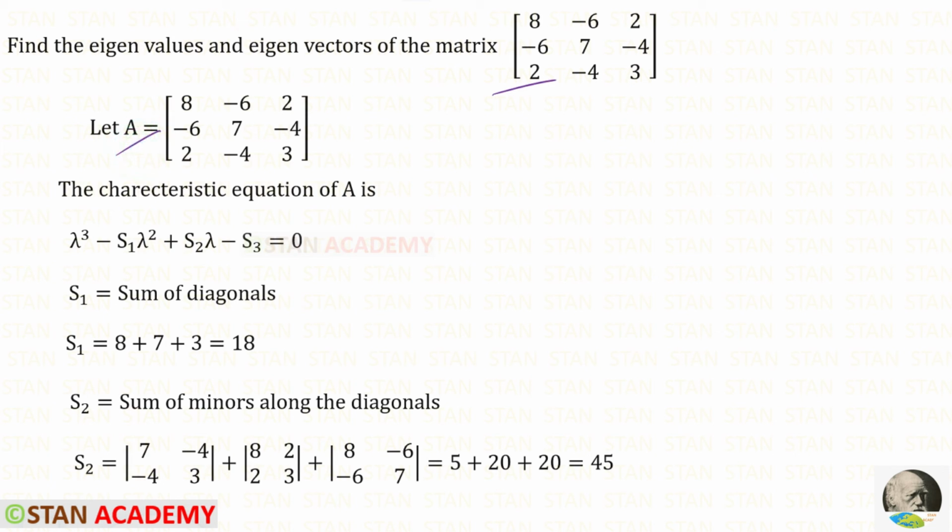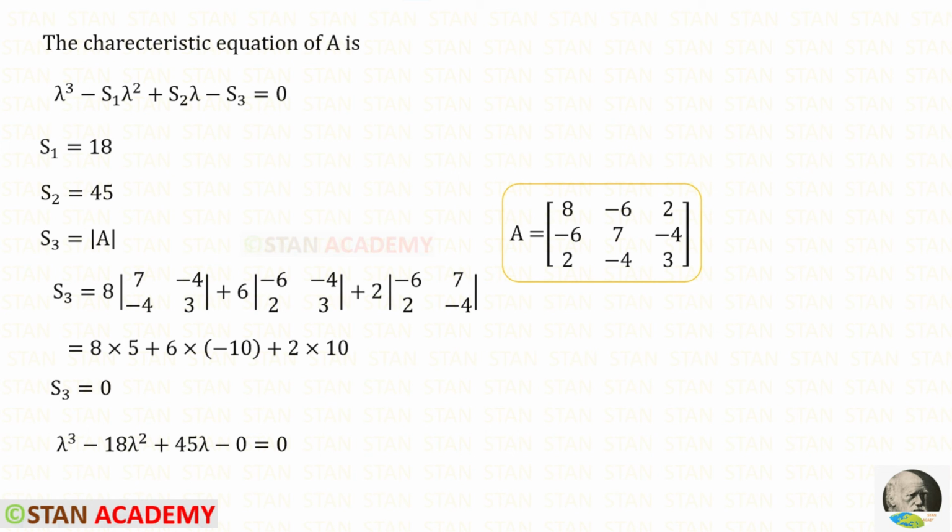We know the characteristic equation. S1 is the sum of the diagonals. When we add these three, we will get 18. S2 is the sum of minors along the diagonals. For that, we will get 45. S3 is the determinant of A. For S3, we will get 0.